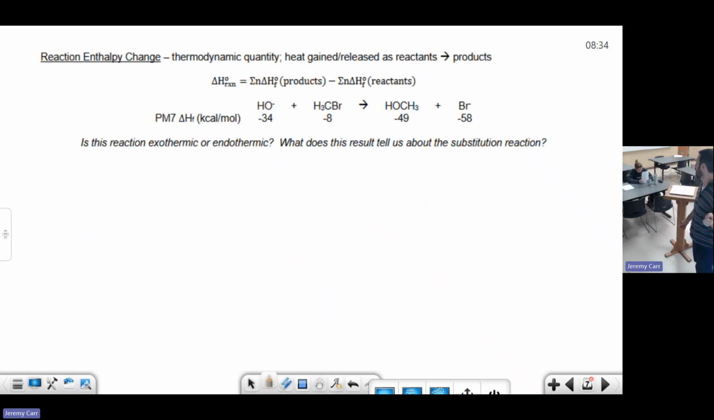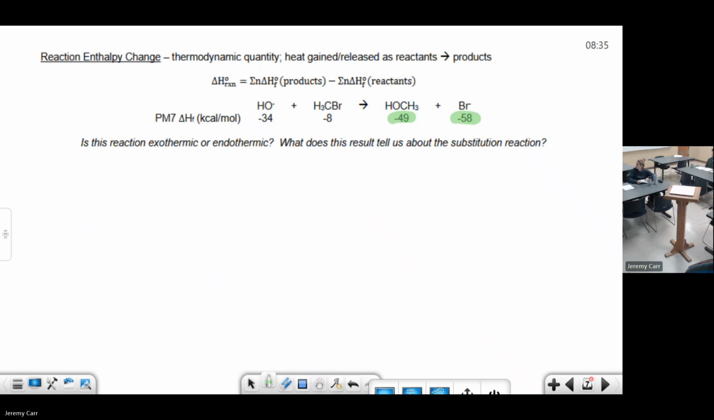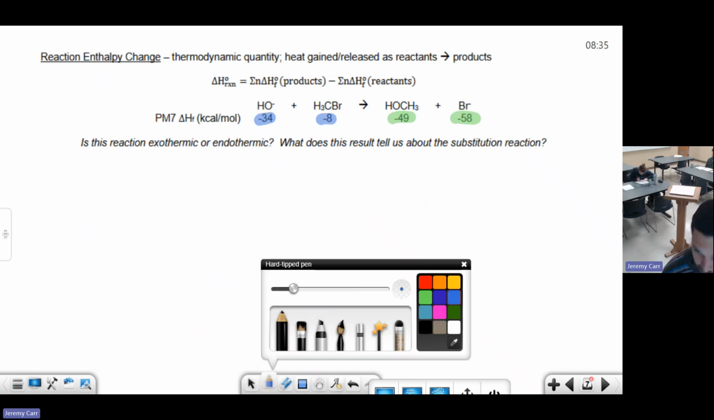And you go, okay, so why is that so important? Well, it turns out that if I apply this equation, and we don't have to worry too much about the equation, but if I apply this equation, what is it telling me? I take the total amount of energy from the products, and then I subtract it from the total amount of energy from the reactants. And something interesting starts to happen here. So let's just do that math really quickly.